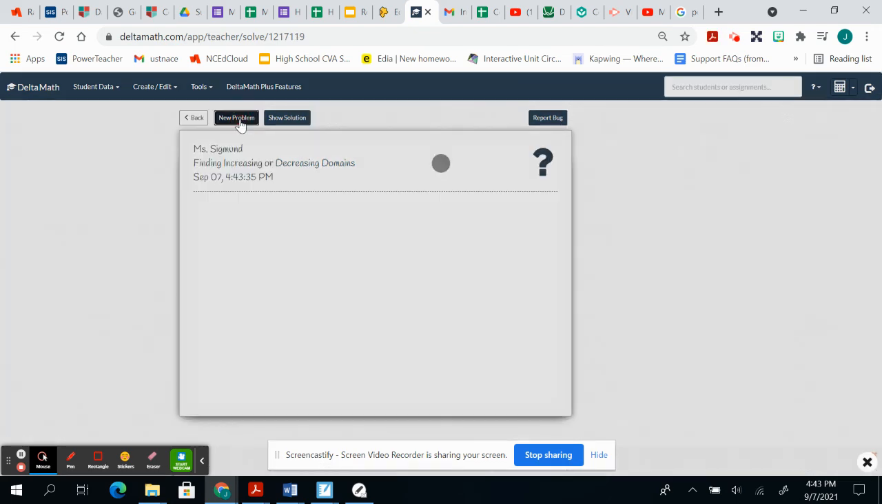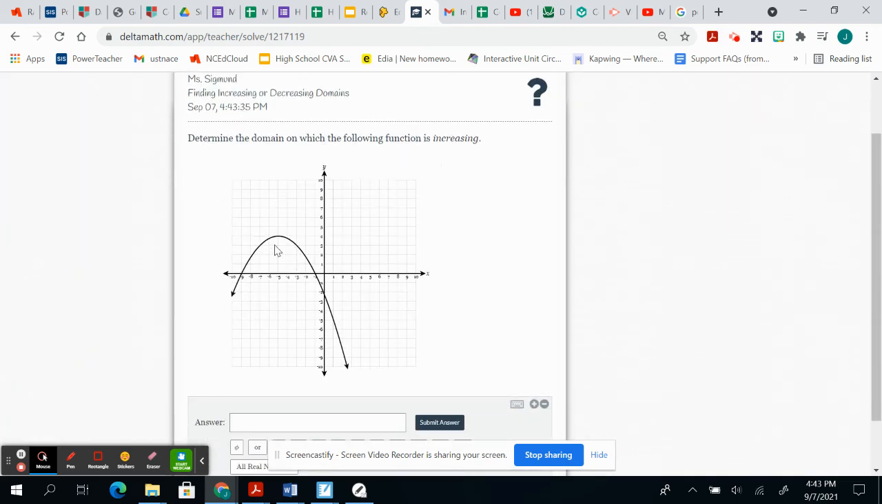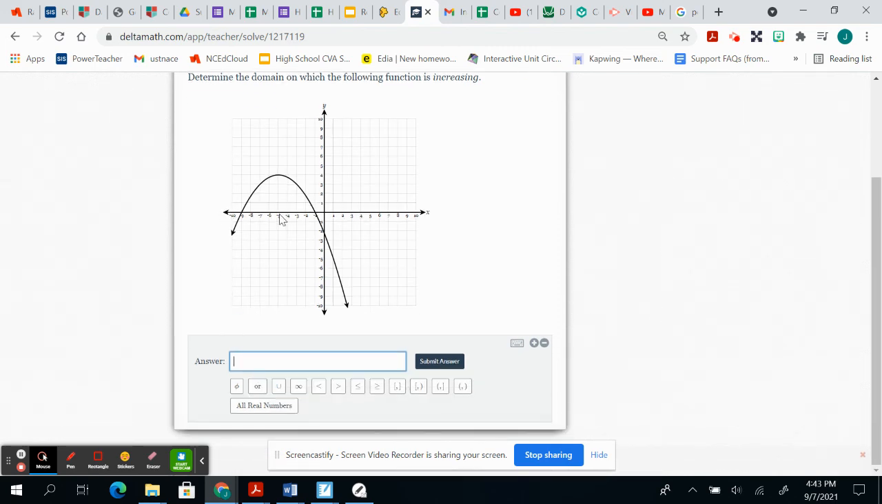All right, one more, see if we can get something that's not a quadratic. Oh, this one is saying increasing. Let's look at this. So from left to right, it's increasing. It's going up, and then it's going down. So this one, again, is going to be negative infinity to negative 5.